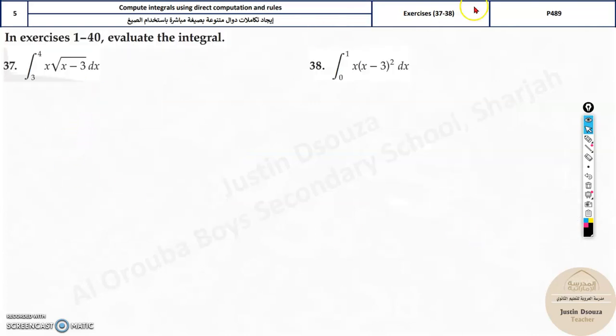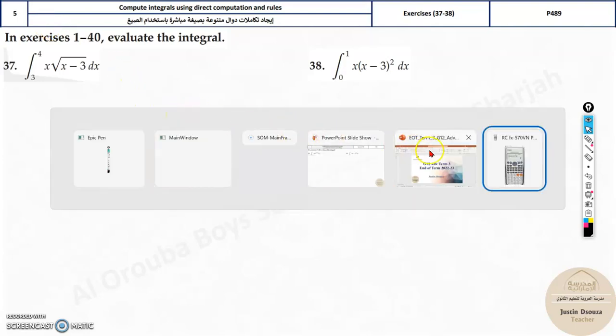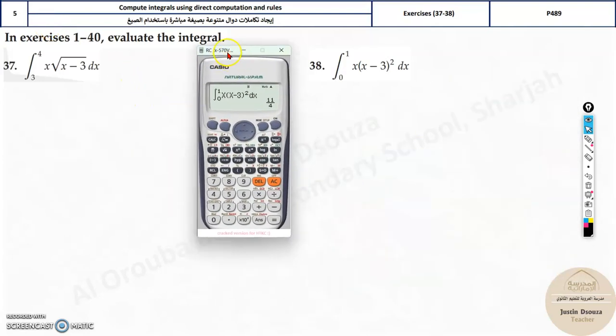Now let's look into the problem. There are only two problems in this topic 5, and they are very, very easy because all you need to do is definite integrals. So you need to just put this and write the problems as it is, square root x times x minus 3, and write the limits appropriately. It starts with 3 and goes up till 4, and press equal to sign. It might take some time, but it will definitely give you answer after a few seconds.